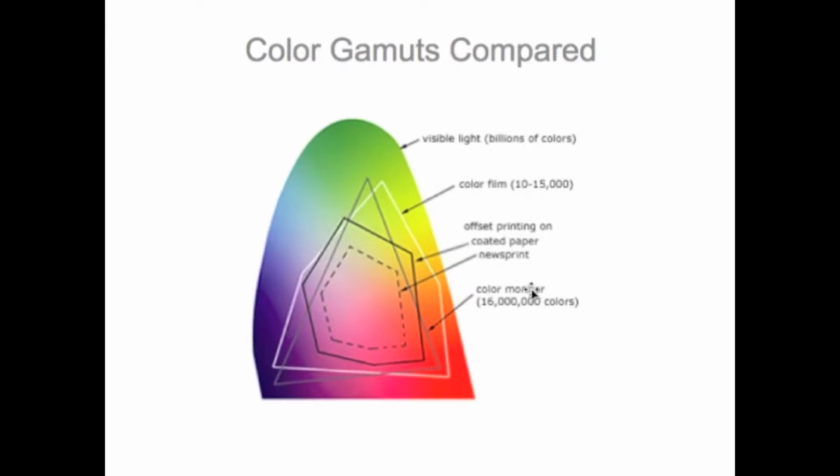Your color display is represented by the gray triangular perimeter, so it's smaller than color film. Printing is an even smaller gamut. So if we have coated paper, bright white coated paper, you have a larger color capability than if you're printing on newsprint, which is represented by the dotted line.